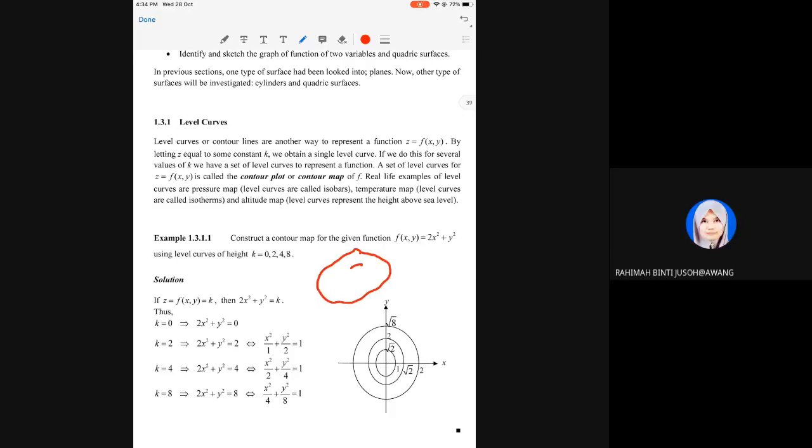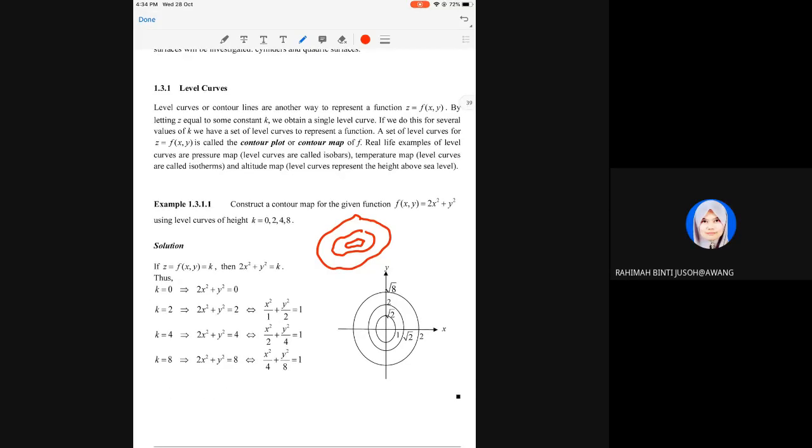Contoh-contoh macam ni. Ingat tak kalau subjek geografi masa form 2? Ada. Okay, you all nak lukis bancaran titi wangsa lah, nak lukis gunung lah. Ni nama dia contour map ni. Menunjukkan tinggi. Tempat tinggi kan?